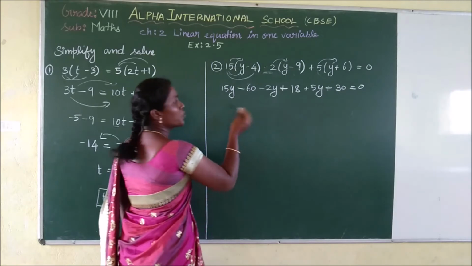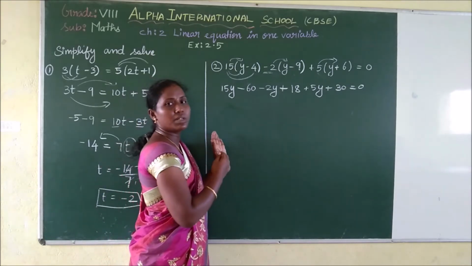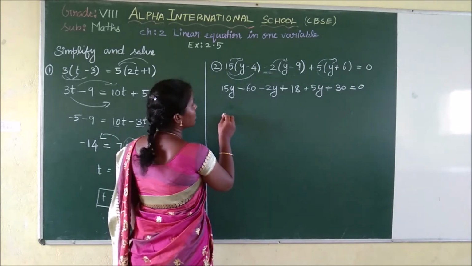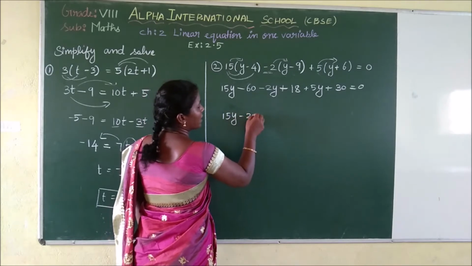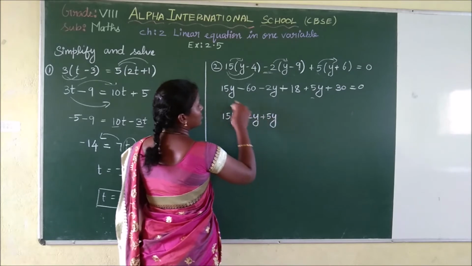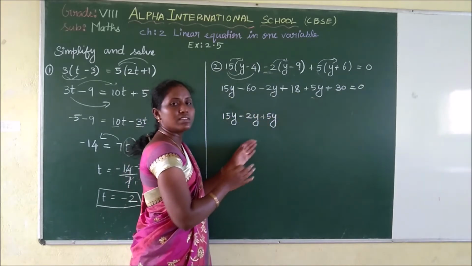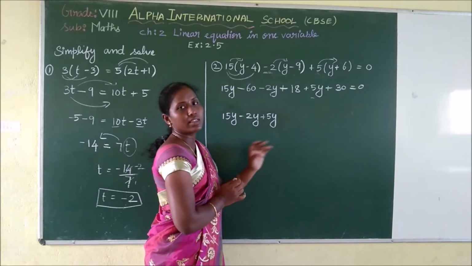Now group the variables. It is easy to simplify. If you group the variables, you are able to add or subtract them. So what are the variables here? 15y, minus 2y, also plus 5y. I am not solving, just rearranging the equation. First I am writing the variables and then the numbers.